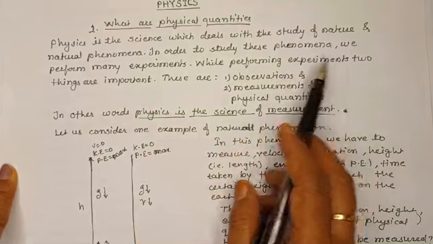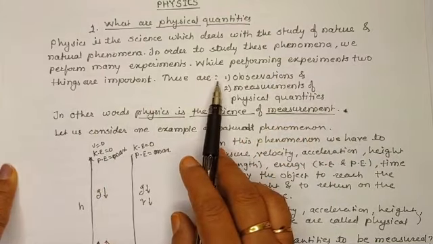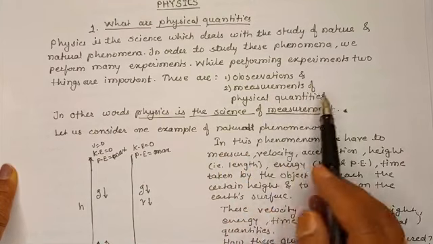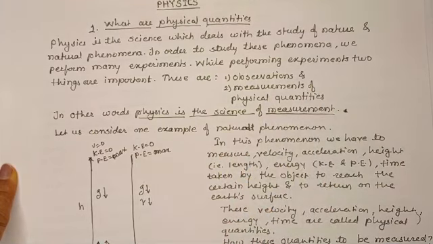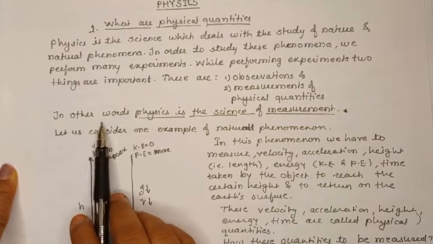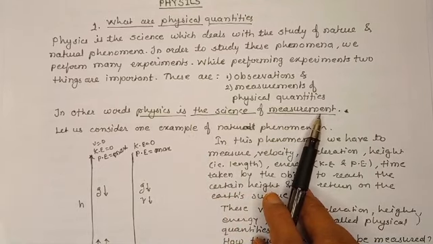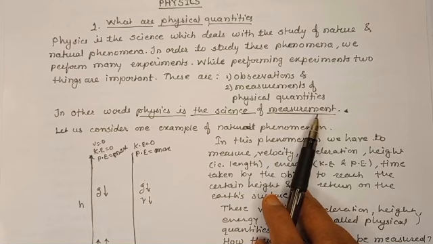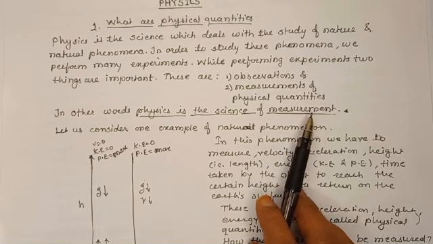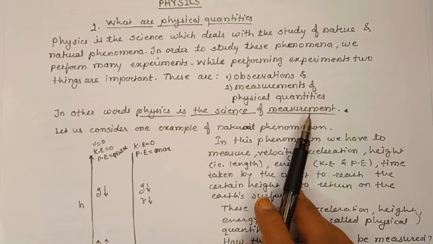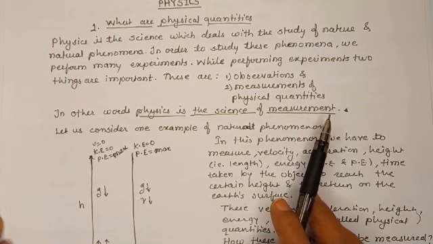While performing experiments, two things are important. These are observations and measurements of physical quantities. But what are these physical quantities? First, we are going to understand what are physical quantities. This is most important. Physics is the science of measurement. So, it is necessary to understand what is measurement and how physical quantities are to be measured. We are going to study this most important basic concept of measurement. First point of this basic concept is to understand what are physical quantities.